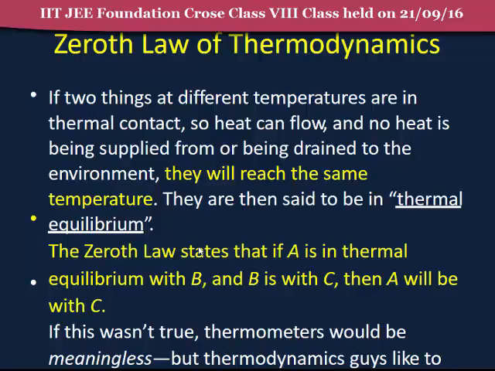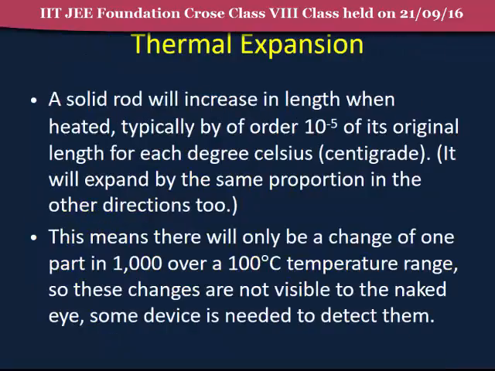The zeroth law states that if A is in thermal equilibrium with B and B is in thermal equilibrium with C, then A will also be in thermal equilibrium with C. It is simple: if A equals B and B equals C, then A equals C. If that did not hold, temperature would be meaningless, and thermodynamics people like this. Anyway, then what is thermal expansion?